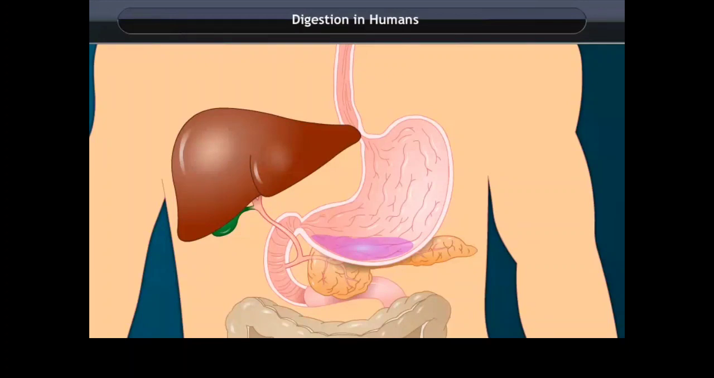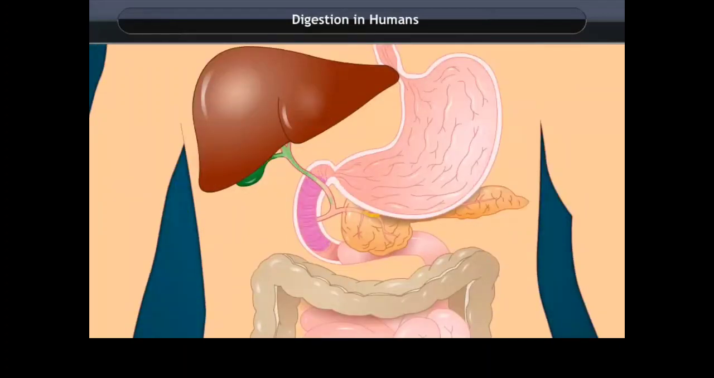Now you must be wondering why our stomach is unaffected by this acid. Well, the mucus secreted by the stomach protects its inner lining. There are various digestive juices secreted by the stomach which take part in the process of digestion by breaking down the food into smaller substances. The stomach opens into the small intestine.